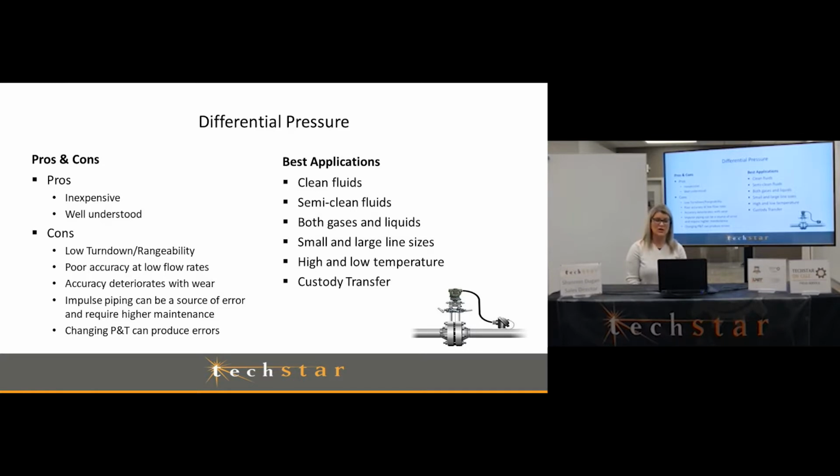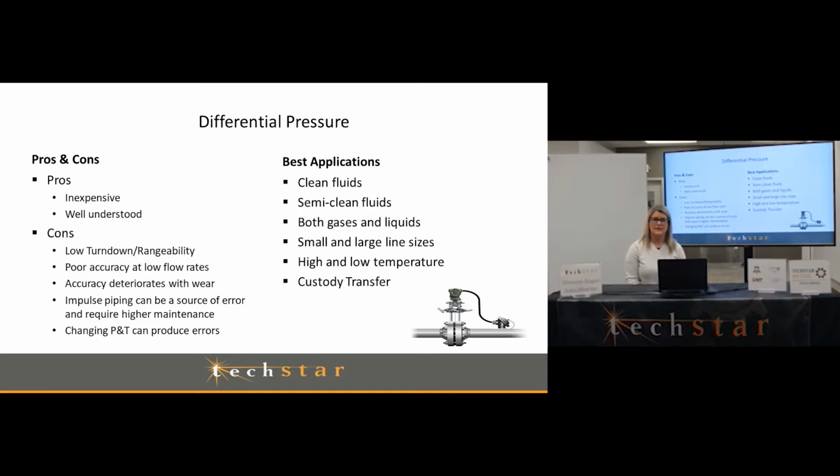It can have very good accuracy in the range that it is sized to measure, and can be used for custody transfer in those ranges. The accuracy does deteriorate with wear. So for instance, if you have an orifice plate, the sharp edges on that can deteriorate because of erosion or corrosion or some sort of wear within the pipe. So that's just an additional maintenance item that needs to be thought of.